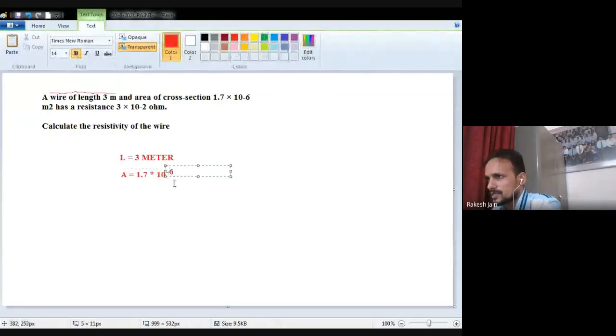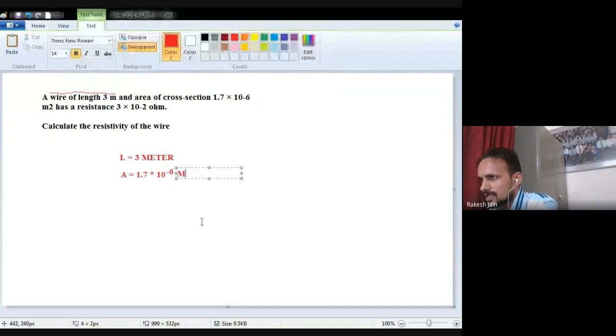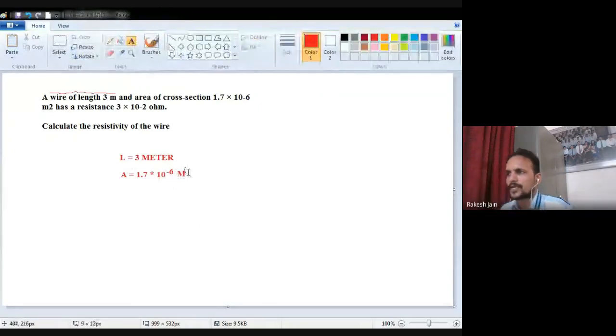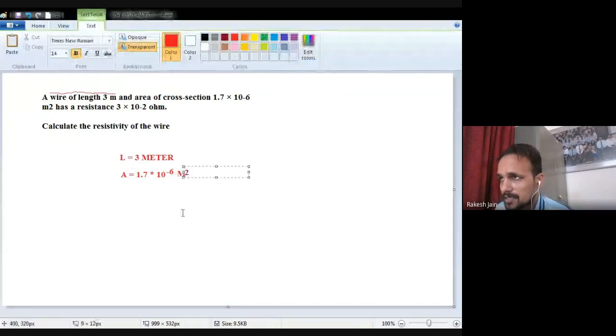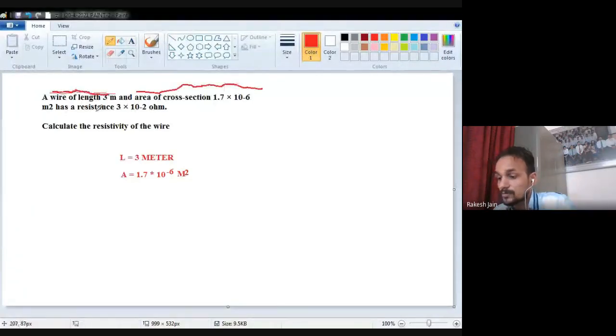Meter square. So I just write down meter square. You understand by the abbreviation M, that is for meter. And it has a resistance, it is given. I taught you about this area of cross section. I mentioned this length L, and now a resistance of 3 multiplied by 10 to power minus 2 ohm is given.